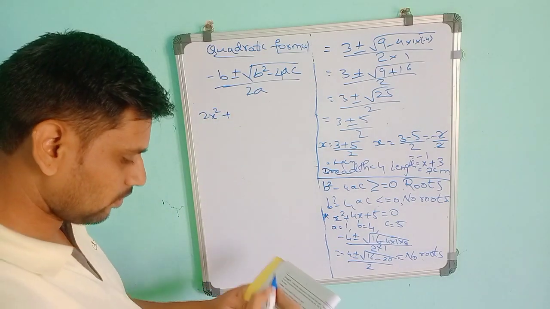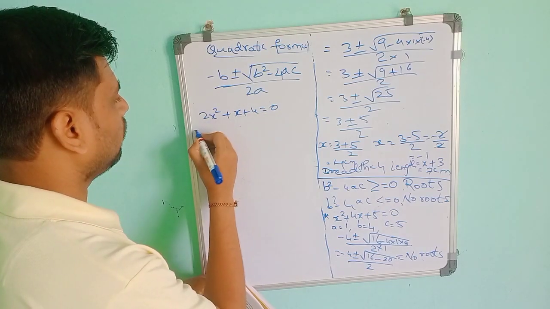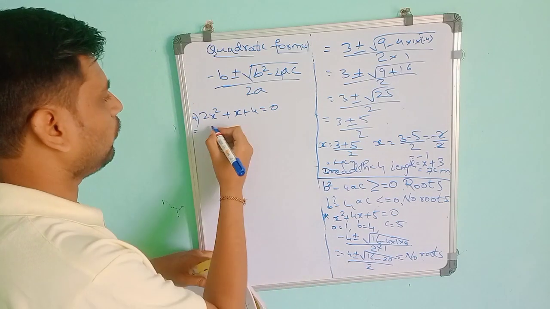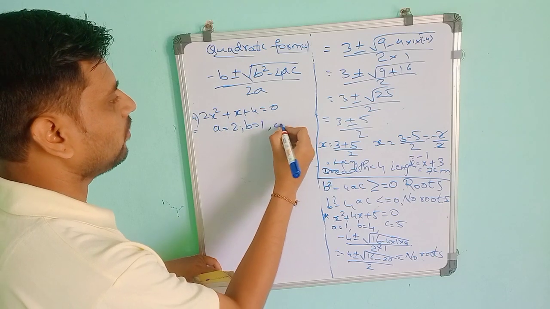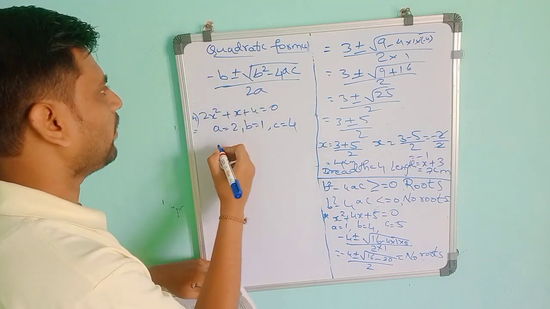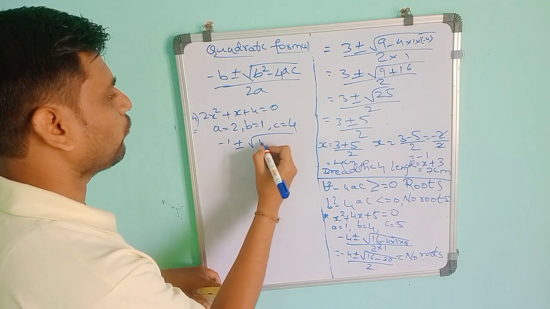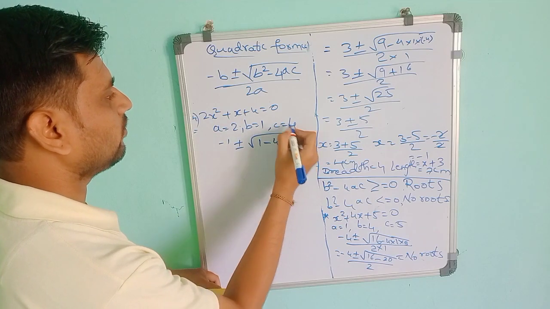So that is the equation 2x square plus x plus 4 is equal to 0. This is the fourth problem. In 2x square plus x plus 4, a is the coefficient of x square, 2, b is the coefficient of x, 1, and c is equal to 4. Then the formula: minus b, b is 1, so minus 1 plus or minus root of 1 square, minus 4 into a, which is 2, c is 4.